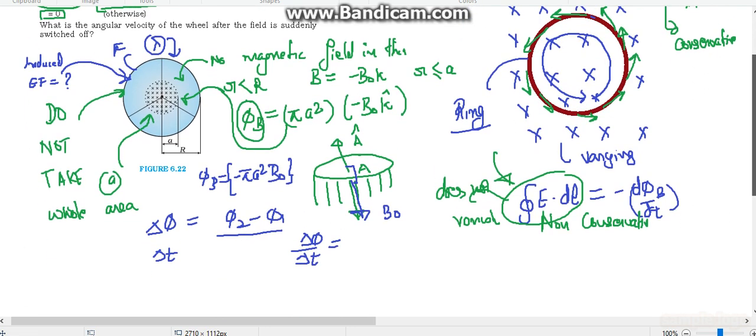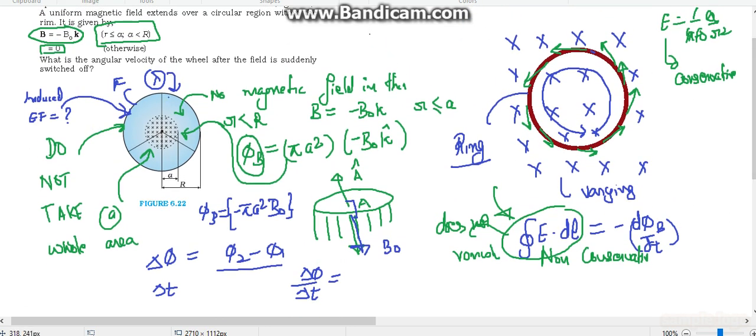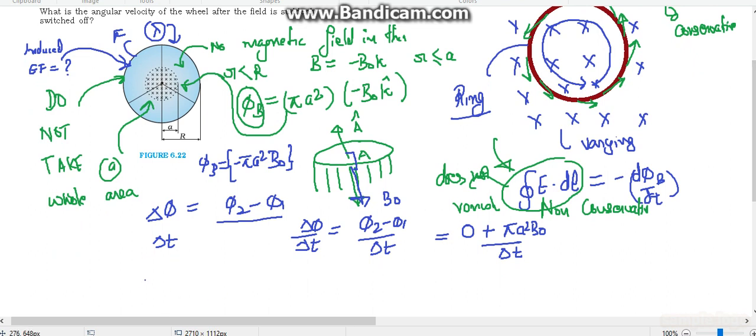For the induced electric field, we need to know first the rate of change of flux, which would be phi 2 minus phi 1 upon delta t. Phi 2 is 0 because it is switched off, and phi 1 is minus, so this becomes plus pi a square B0 upon delta t. So d phi upon dt is nothing but the line integral of E dot dl, with a minus sign, equal to pi a square B0 upon delta t.